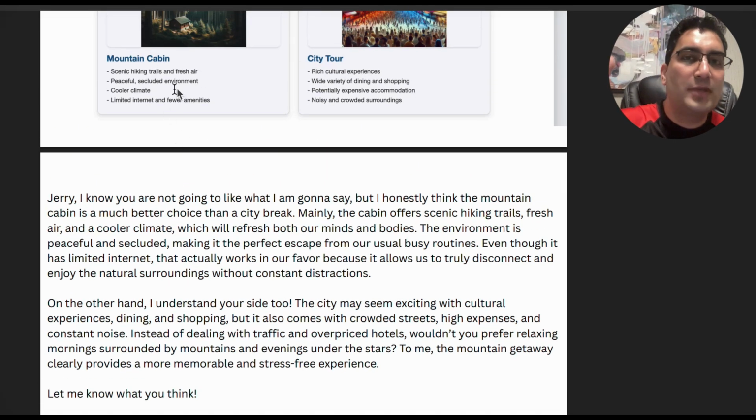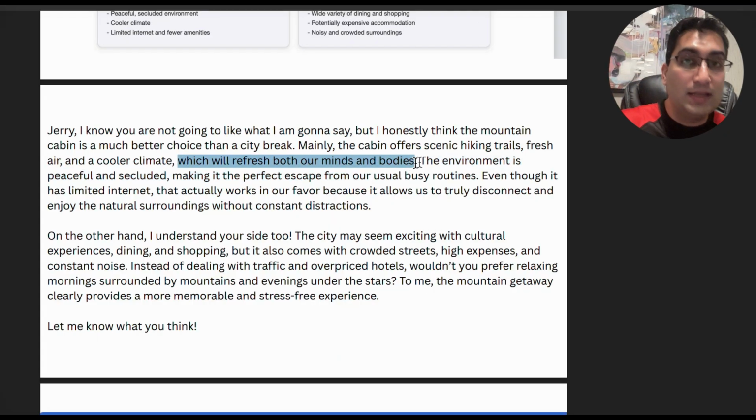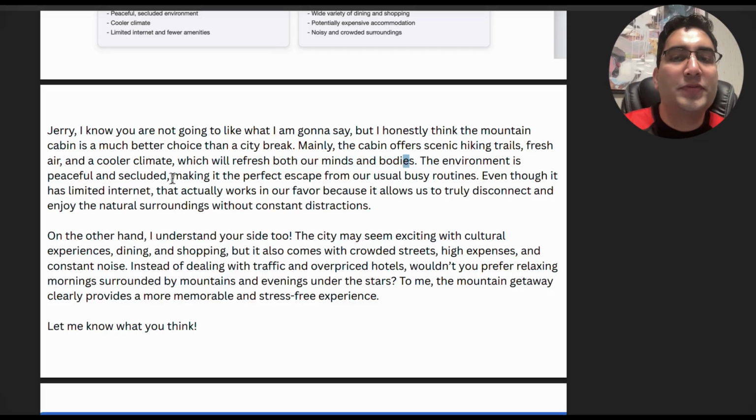So we're basically using the points that are in the picture. But we also always have to give our benefit. The benefit is, which will refresh both our minds and bodies. The environment is peaceful and secluded, making it the perfect escape from our usual busy routines. Even though it has limited internet, that actually works in our favor because it allows us to truly disconnect and enjoy the natural surroundings without constant distractions.